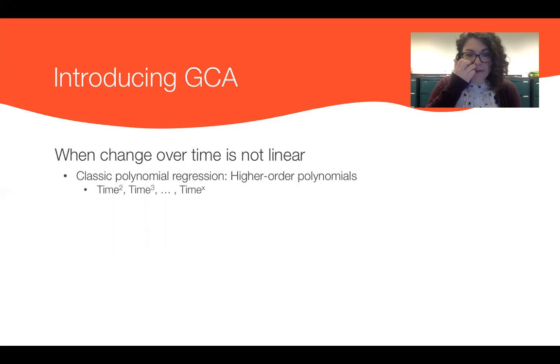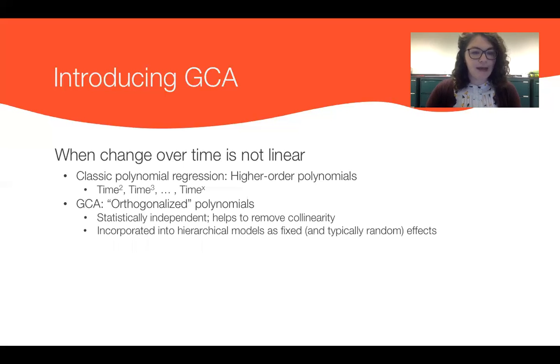In classic polynomial regression, the way we take a linear model and make it nonlinear is by introducing higher order polynomials. So by this I mean we introduce time into our model, and we introduce time squared and time cubed and so on, depending on the shape of our data. In GCA, it's very, very similar, except the way we introduce those higher order polynomials is a bit different.